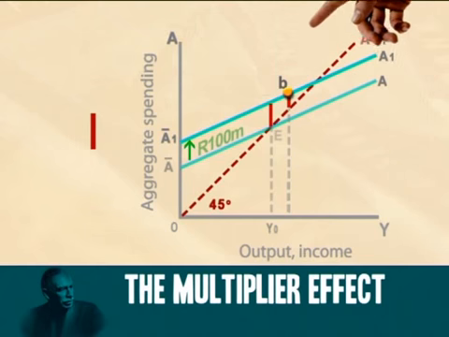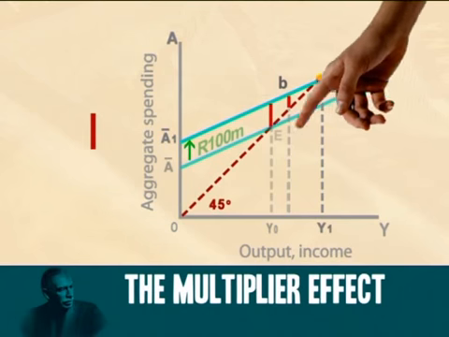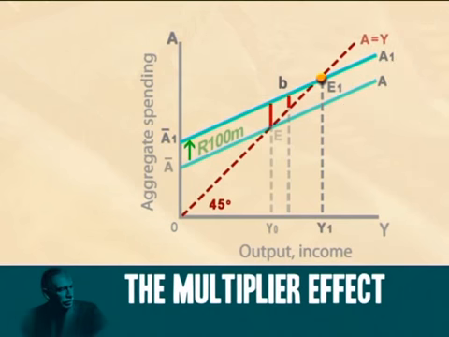As long as total spending exceeds the level of output, firms will keep increasing production. The income of households will keep rising, and so will their consumption spending. This process will continue until a new equilibrium is reached where total spending is equal to the level of output. This occurs at point E1, with an equilibrium level of income and output Y1. Comparing point E with E1, it's clear that the increase in the equilibrium level of income and output is much greater than the initial investment.